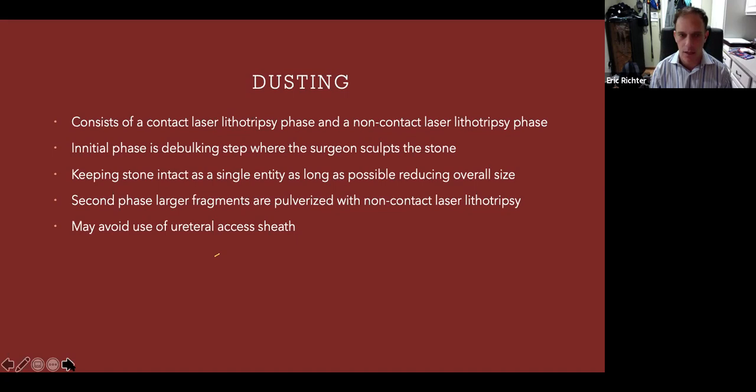Another advantage to dusting, some people argue, is that you don't need an access sheath, because you're not basketing and you're not having multiple passes up. Most people argue that an access sheath has other advantages besides just basketing, and that it allows for more irrigation and continuous irrigation to reduce the thermal effects of the lasering as well.